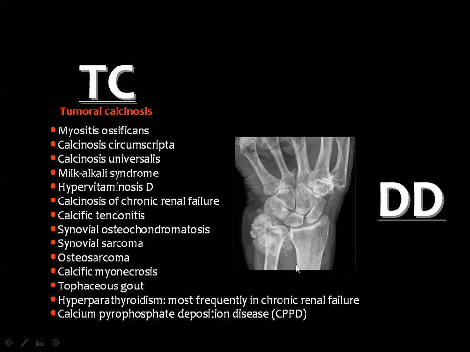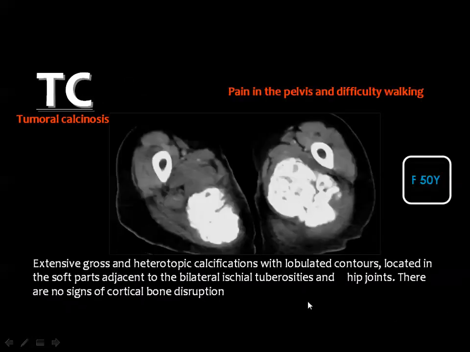The differential diagnosis is very long, including, of course, myositis ossificans, calcinosis circumscripta, calcinosis universalis, milk alkali syndrome, hypervitaminosis D, calcinosis of chronic renal failure, calcific tendinitis, synovial osteochondromatosis, synovial sarcoma, osteosarcoma, calcific myonecrosis, gout, hyperparathyroidism, the brown tumor, and calcium pyrophosphate deposition disease, which is also known as pseudo-gout. These are the differential diagnoses of this lesion.